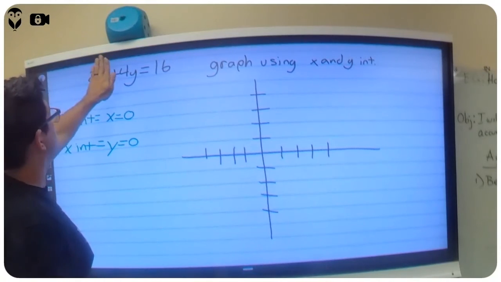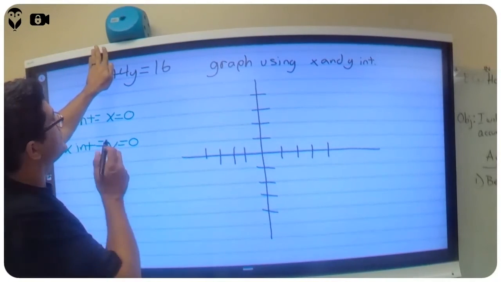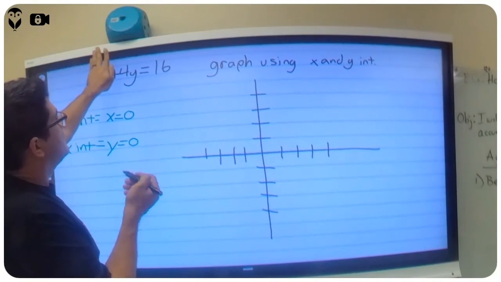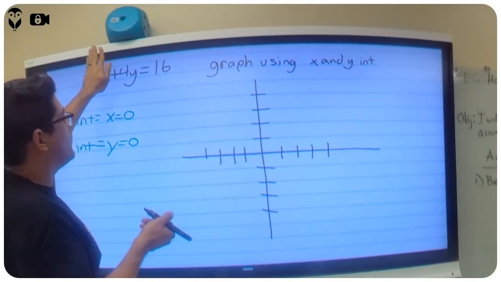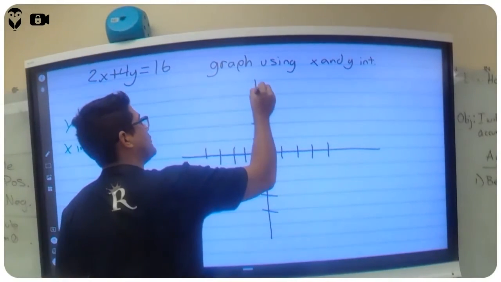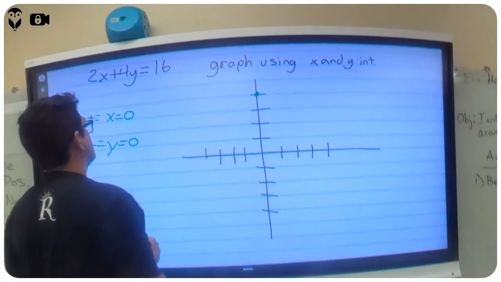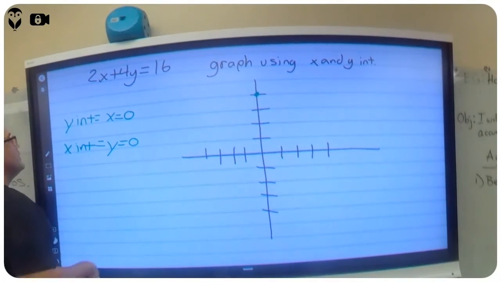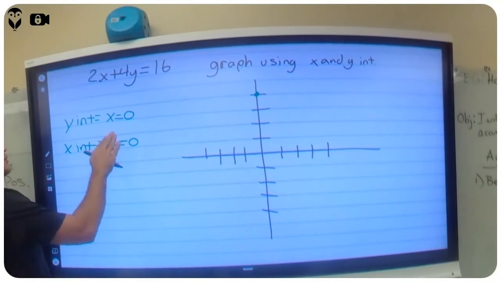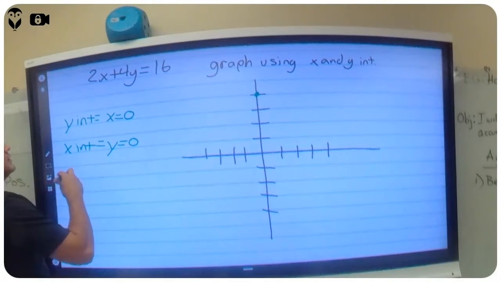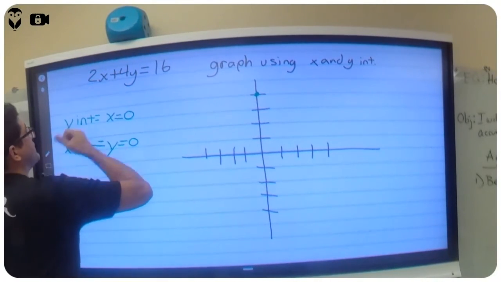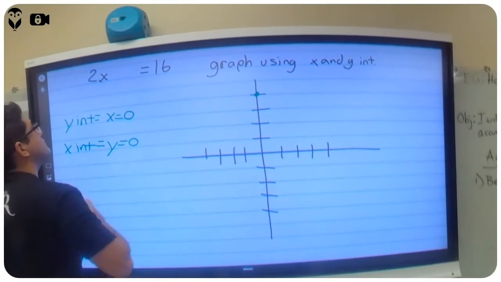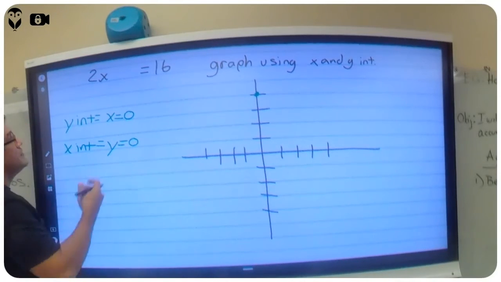If I'm looking for the y-intercept, x has to be 0. So 2 times 0 is 0, so that's no longer there. Now it just says 4y equals 6. Divide by 4 on both sides, y equals 4. So here's my y-intercept. Now if I'm looking for the x-intercept, y equals 0. So this is 0, and now I'm left with just this: 2x equals 16. Divide by 2 on both sides, x equals 8.